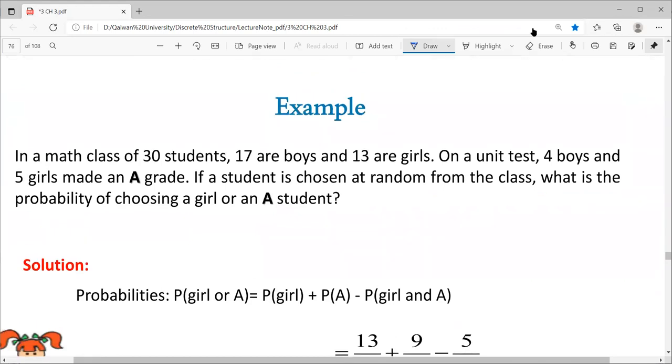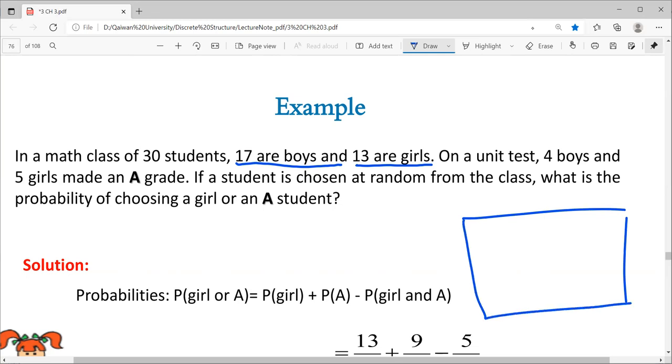Now we have an example. It says, in a math class of 30 students, we have a math class, and there are 30 students in the math class. So S here is 30. 17 are boys, 13 are girls. Let's say 13 girls and 17 boys.